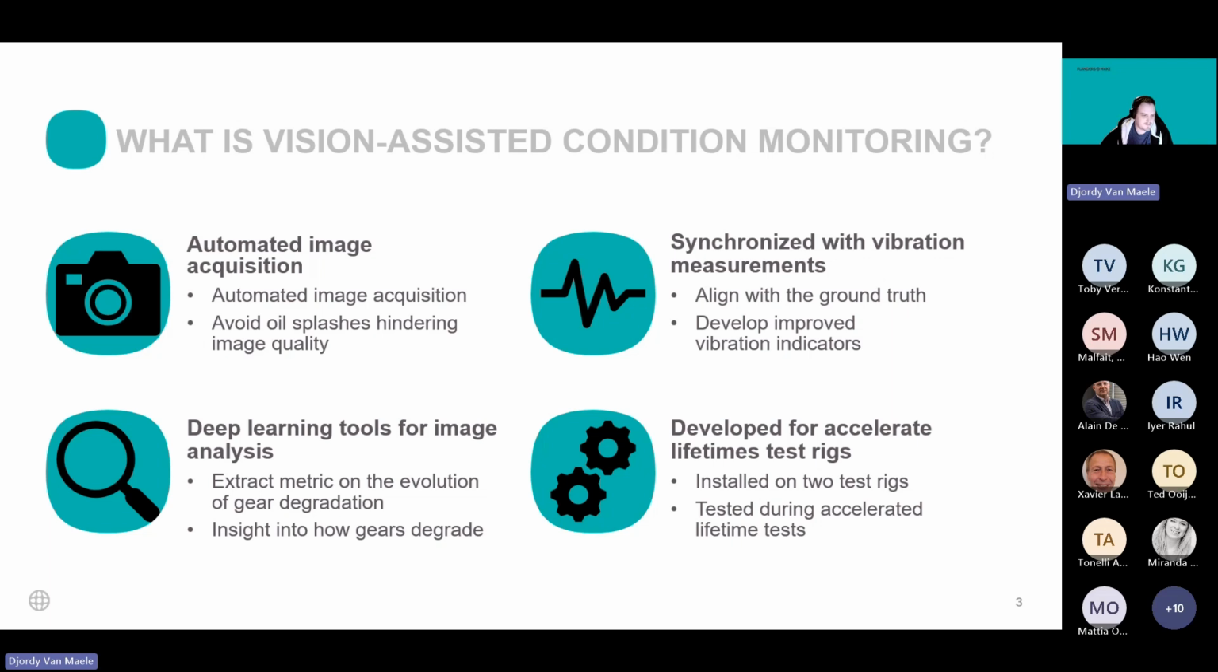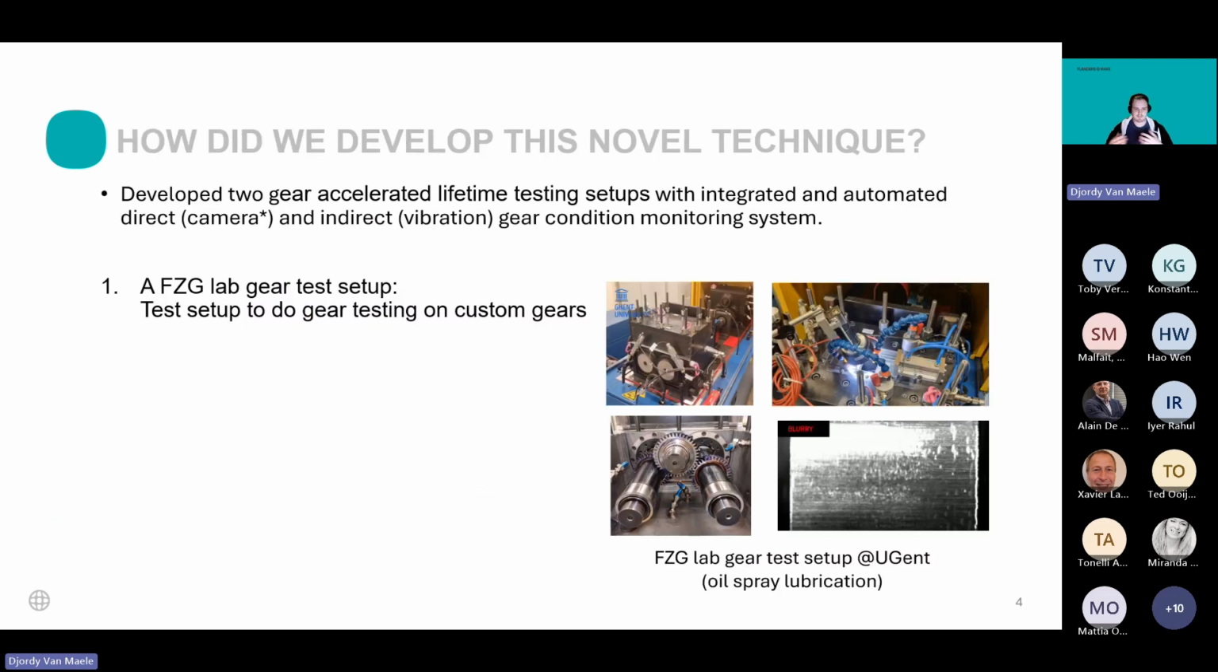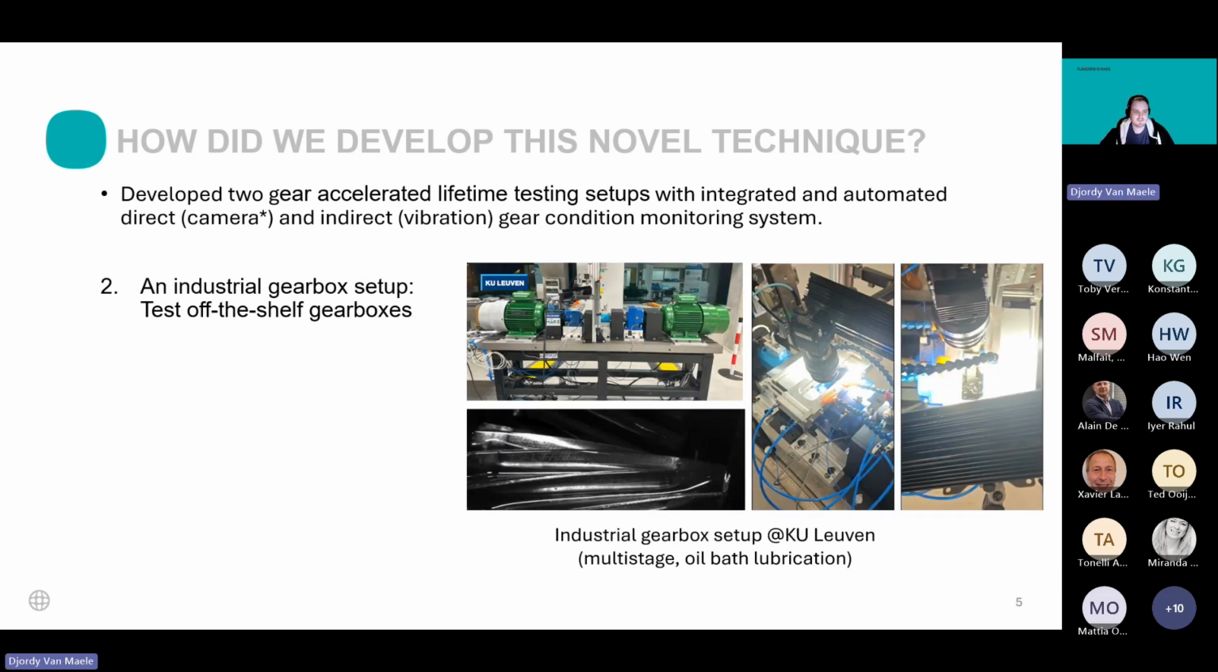Now to dig a little bit deeper into all of this. How did we develop it? We have two different gear test setups. We have one at the side of UGent, which is an FZG lab gear test setup. This is a very commonly used test setup to do gear testing. This test rig allows custom gears to be installed, and this way you can test them directly. However, our colleagues at KU Leuven have installed it on an industrial gearbox setup, which uses off-the-shelf gearboxes on which this camera system is installed, to really try out how well it works.